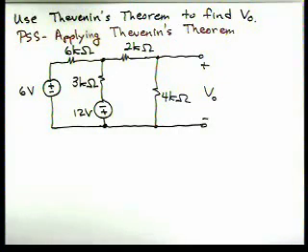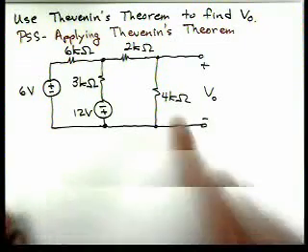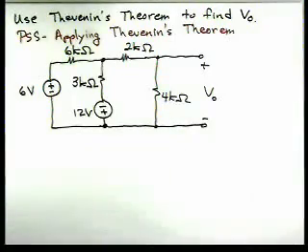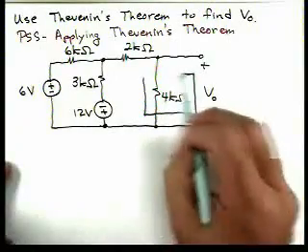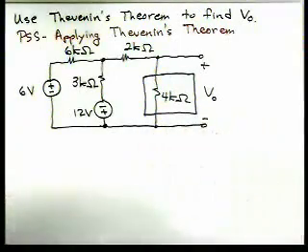In this problem, we're going to use Thevenin's theorem to find V0. And the way we work with Thevenin's theorem here is we're going to remove the load from the circuit. In this circuit, it's a 4K because that's what voltage V0 is across. So we're going to remove this element from the circuit. We're going to find the Thevenin equivalent of the remaining part of the circuit.